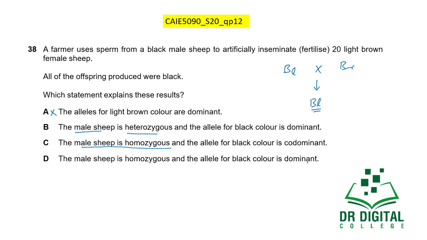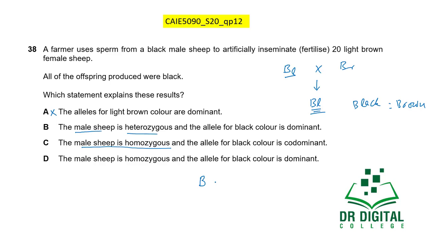The allele for black color is dominant, that is appearing here because black color is appearing in all the offspring. The male sheep can be homozygous because if the male sheep was heterozygous, then black and brown should both appear in the offspring. We can make a cross here.